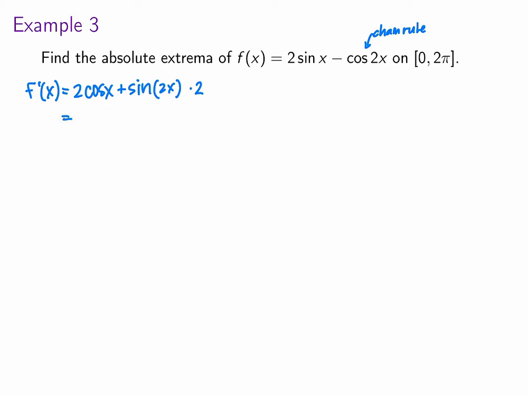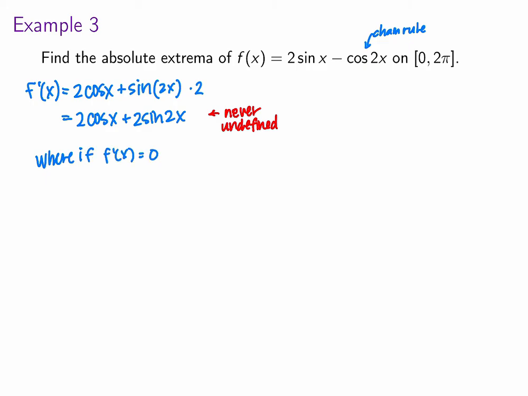So let's clean this up one step. 2 cosine x plus 2 sine 2x. And one thing I want to note right here, this is never undefined. The sine and cosine functions are always defined, so when I'm adding them together and multiplying them by 2, I don't really have to worry about that. So what I'm going to worry about is where is f prime of x equal to 0, and that will get me some possible critical points.